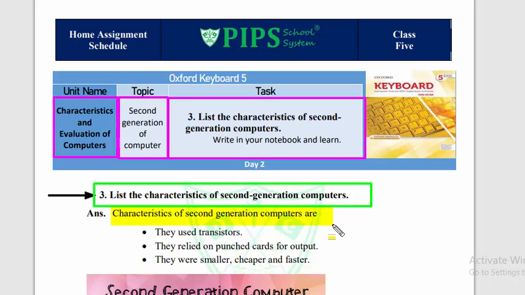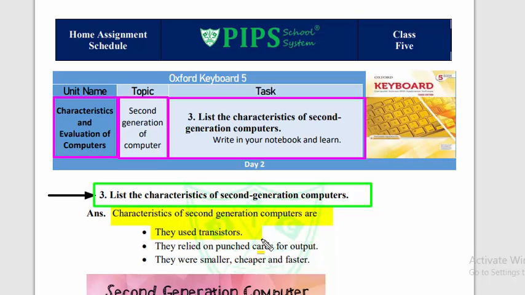The duration of the second generation of computers is 1959 to 1963. Before the second generation of computers, there was the first generation of computers, and in the first generation, vacuum tubes were used and they were very large in size. After evolution, the second generation of computers came, and now we will learn about the characteristics of second generation computers. So here is the first one.